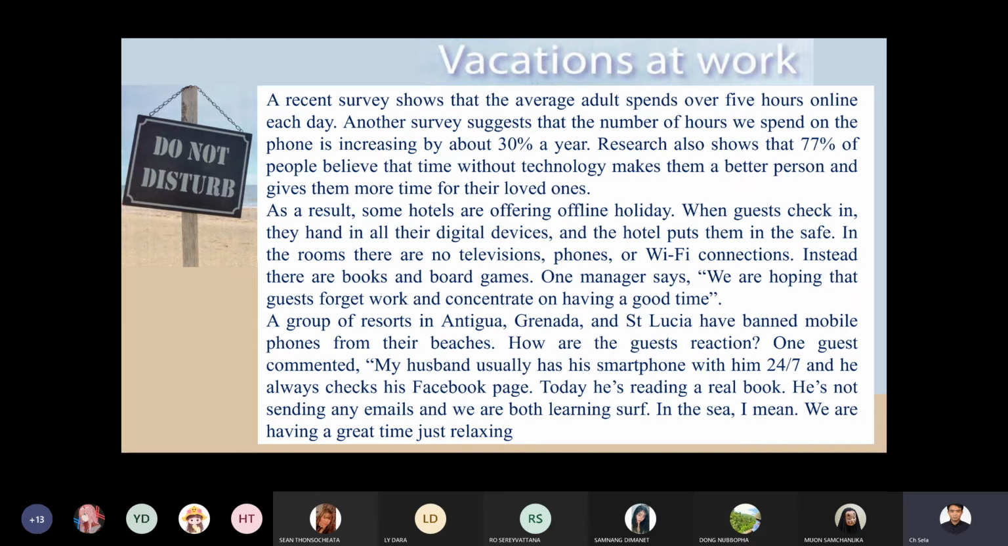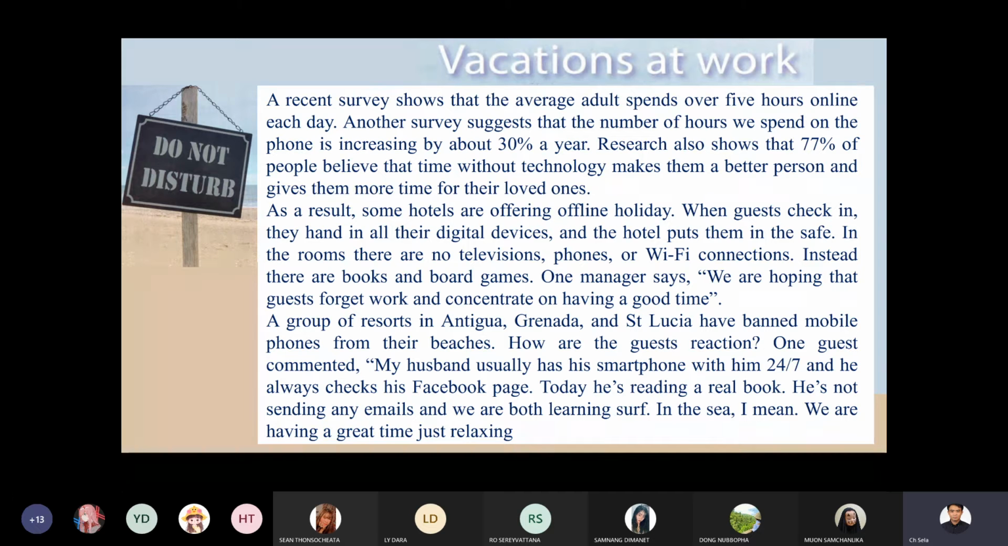A recent survey shows that the average adult spends over 5 hours online each day. Another survey suggests that the number of hours we spend on the phone is increasing by about 30% a year. Research also shows that 77% of people believe that time without technology makes them a better person and gives them more time for their loved ones. As a result, some hotels are offering offline hotels.